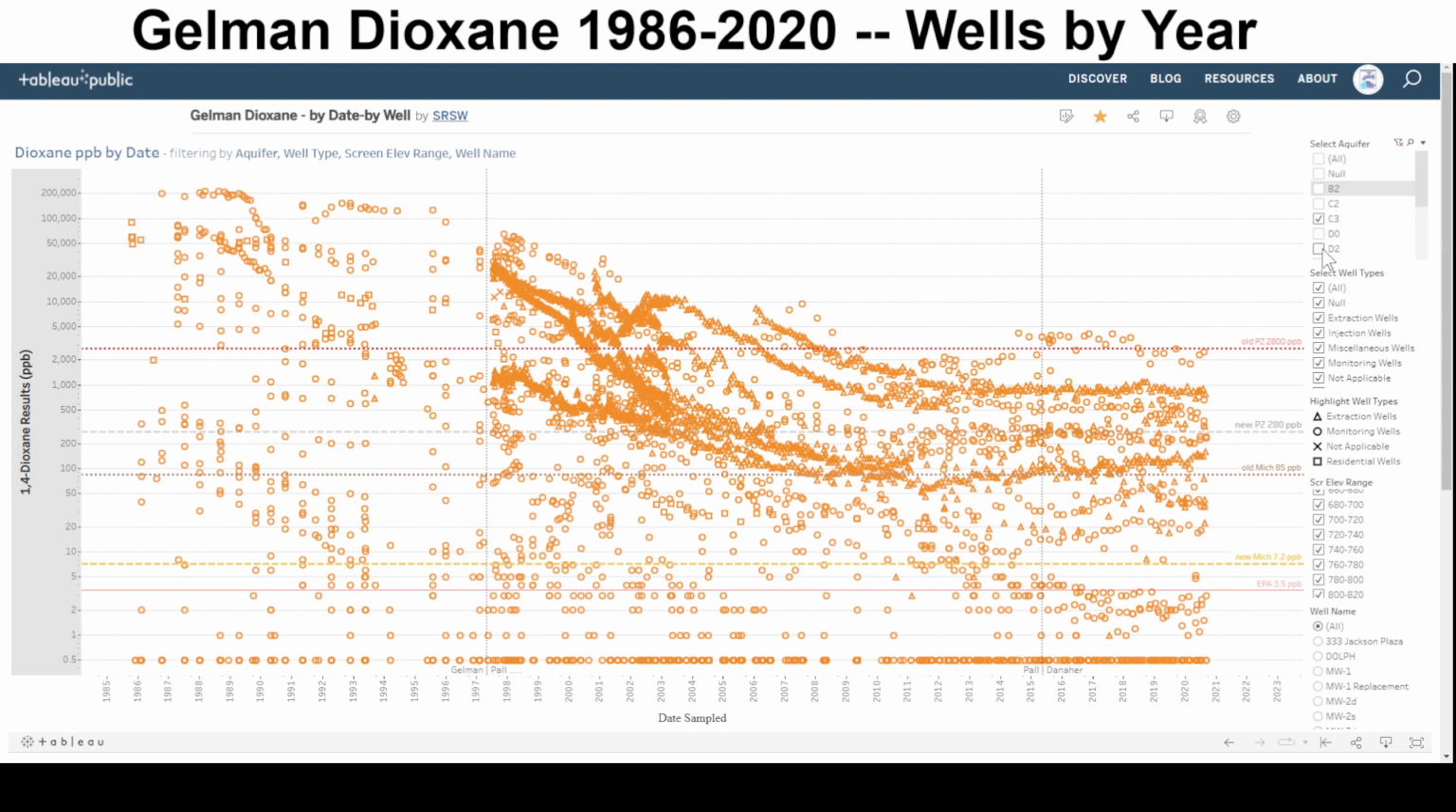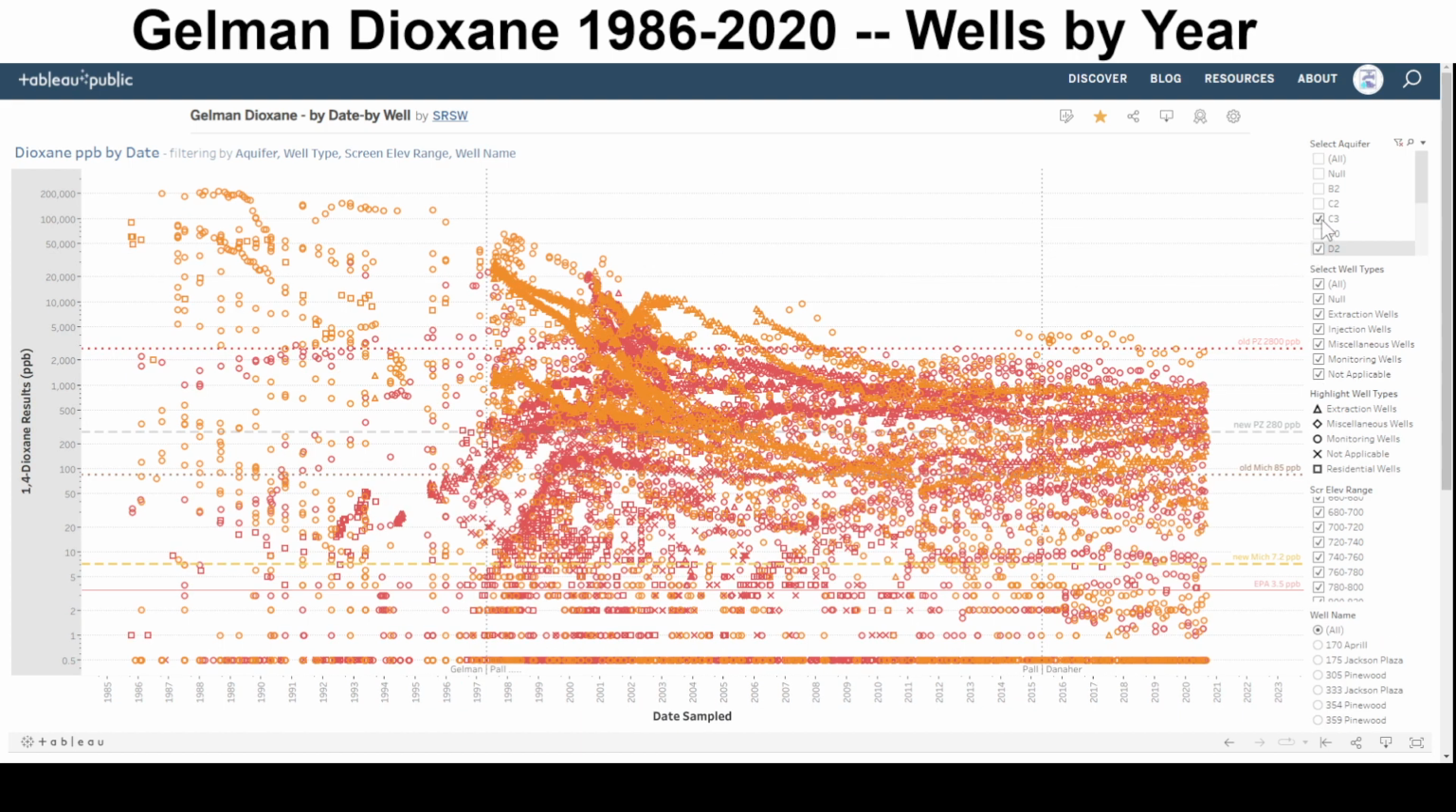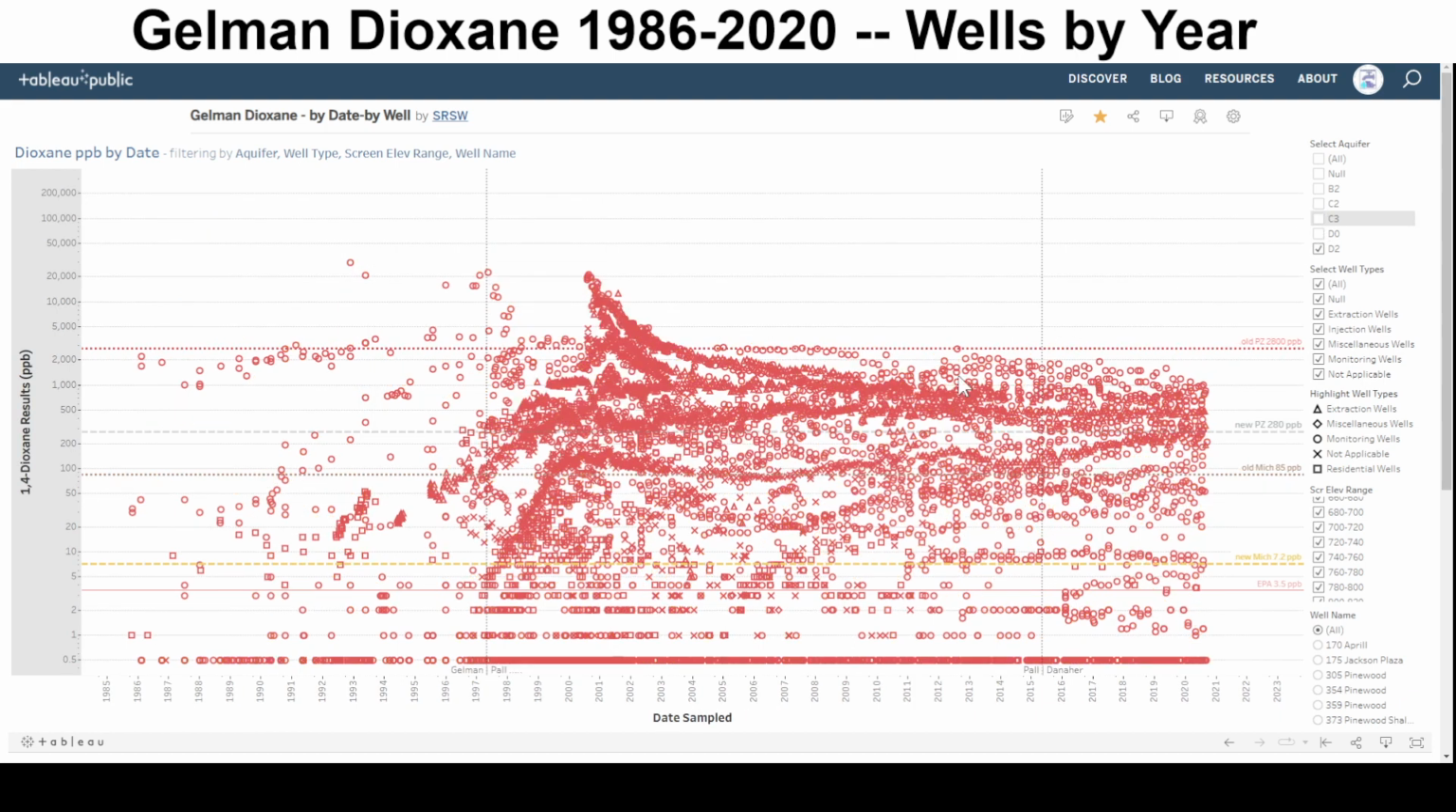Now if we take a look at the next aquifer down to the east, it's the D2. Turn off the C3 so you can see that better. So here we've seen some of the wells have gone down, but then other wells went up and down, and not sure what's going on in here, but there's a whole lot of dioxane that's still above the 280 parts per billion.